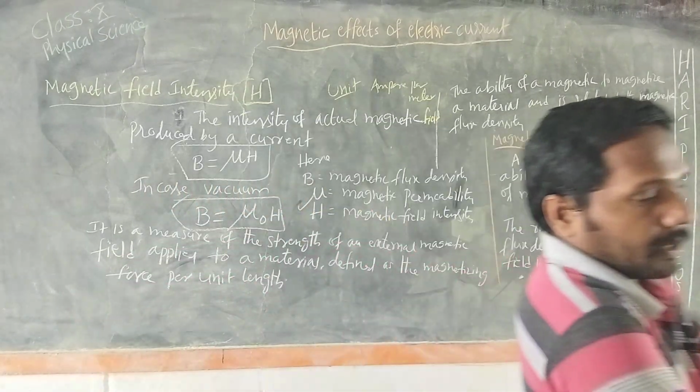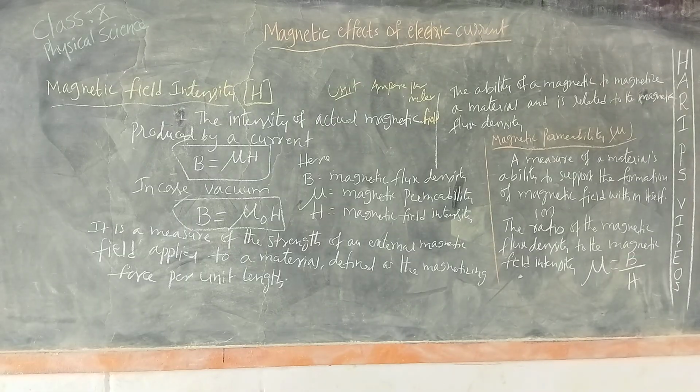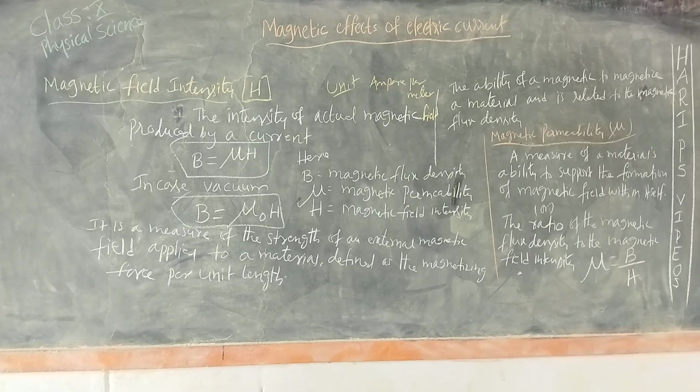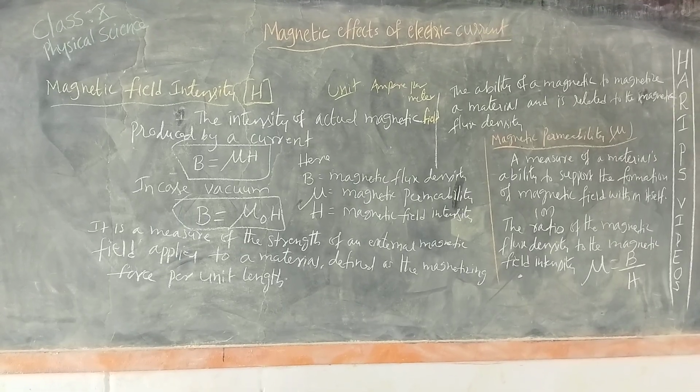Magnetic effects of electric current has different definitions. Magnetic field intensity is also one of the important ones, and magnetic permeability too. These are not given in your government textbook, but I saw them in some other private textbooks. That is why I am explaining to you about magnetic field and magnetic field intensity. Thank you.